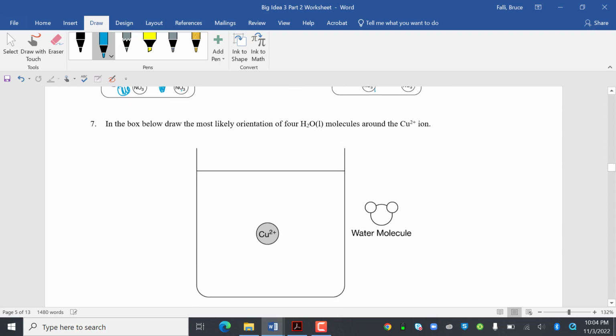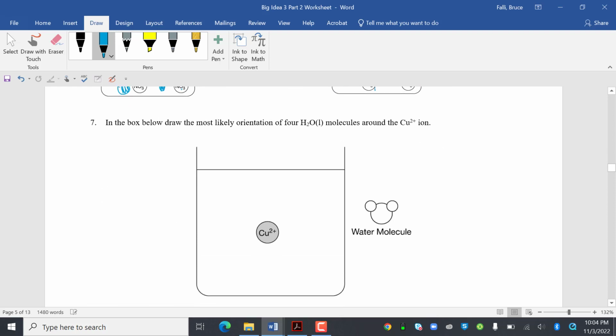In the box below, draw the most likely orientation of 4 water molecules. So remember, this is the negative end, and these are the positive ends. Okay? So 4 of them. 1, 2, 3, 4. Because the negative is attracted to the plus 2.